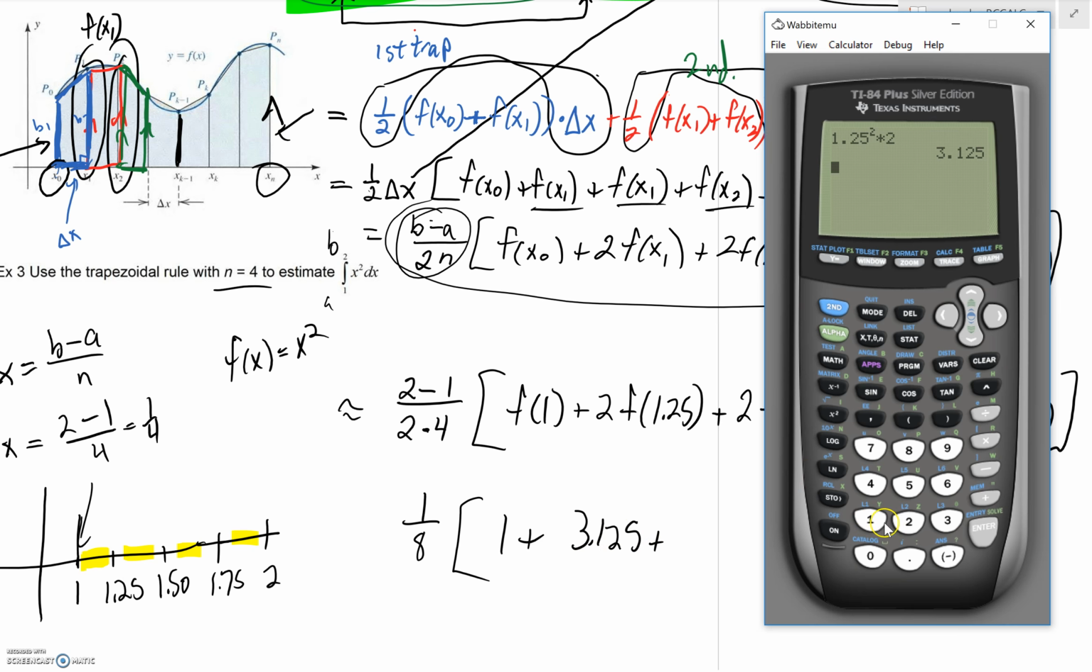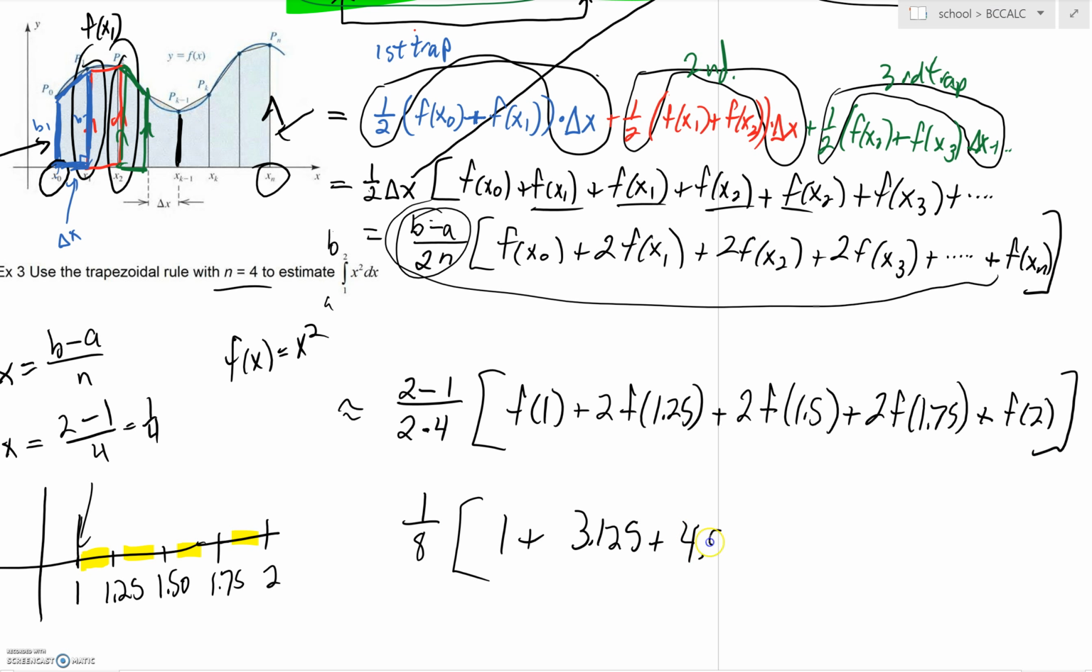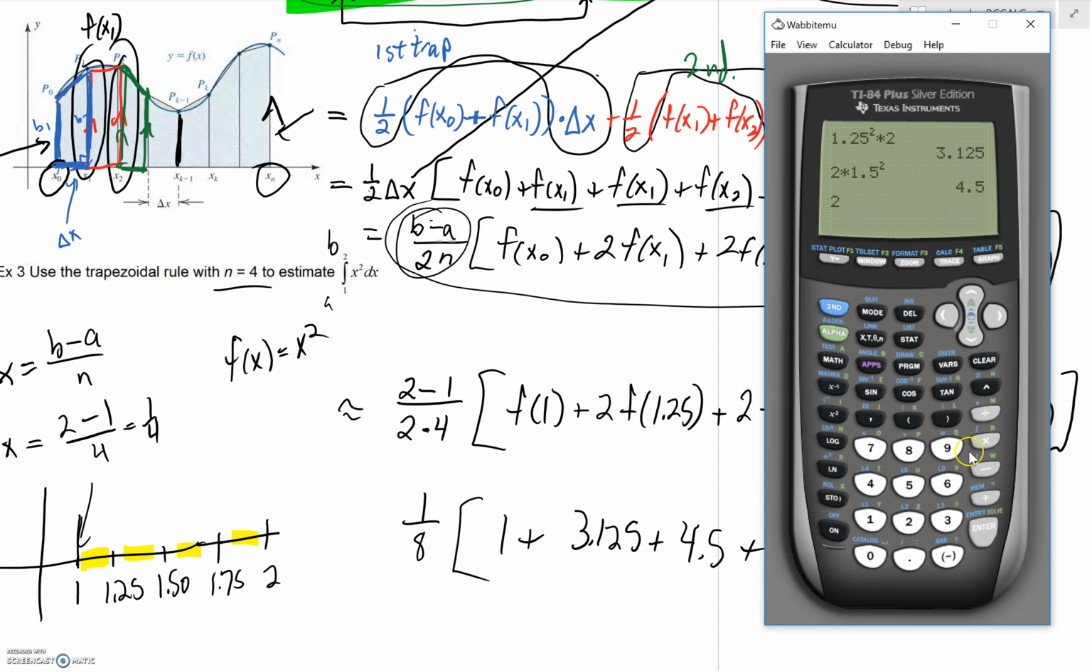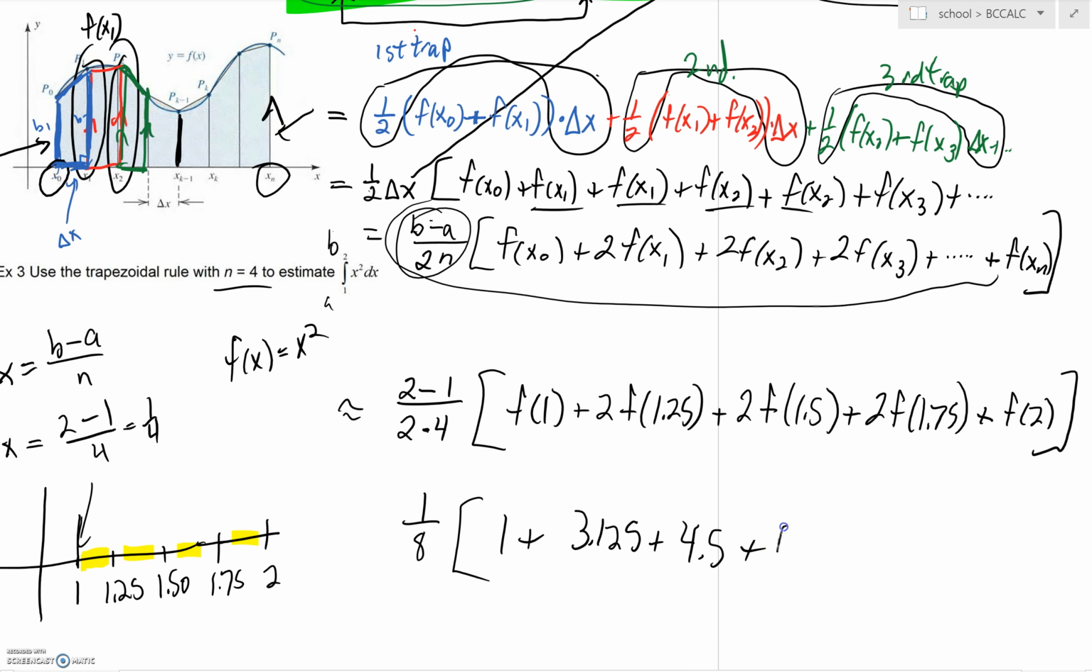Then we'll say 2 times 1.5 squared. That's 4.5. 2 times 1.75 squared. And you just have to be patient as you're working this thing out. You get 6.125 plus, well, you can see just where we're going. Plug in a 2. 2 squared is a 4, and we don't double that one up.